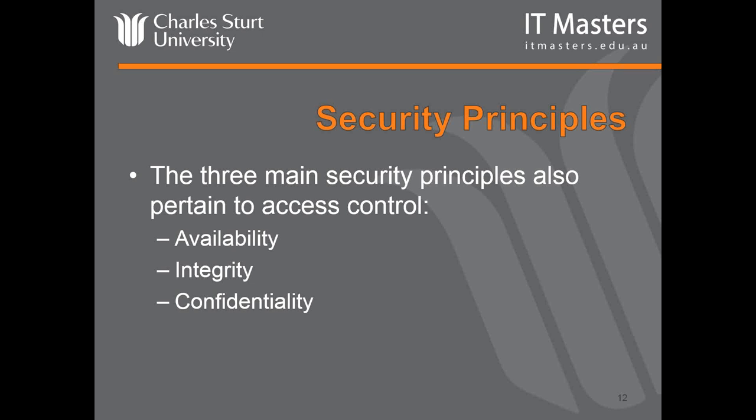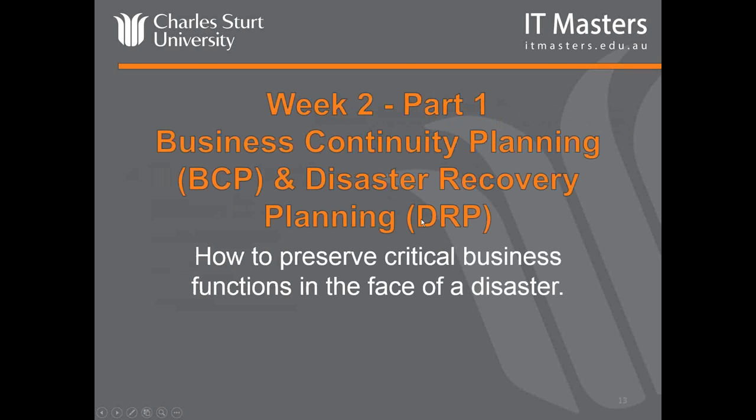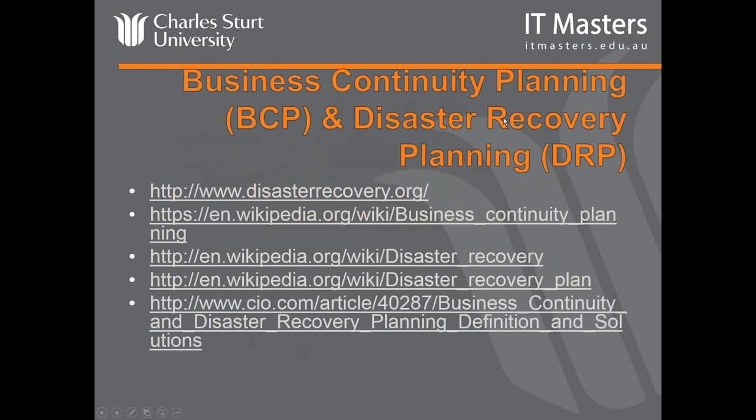But at the same time, it also means for IT security, what we're looking at doing is putting things together in such a way that we know we can maintain and control availability, integrity, and confidentiality. So we're going to start with week 2's part 1, business continuity planning, BCP, and disaster recovery planning, DRP. We're really looking at how we preserve critical business functions. So lots of material on this that we need to go into.